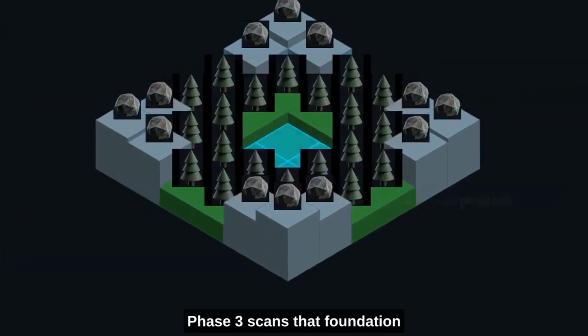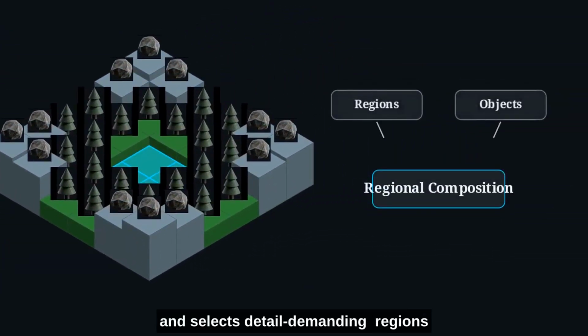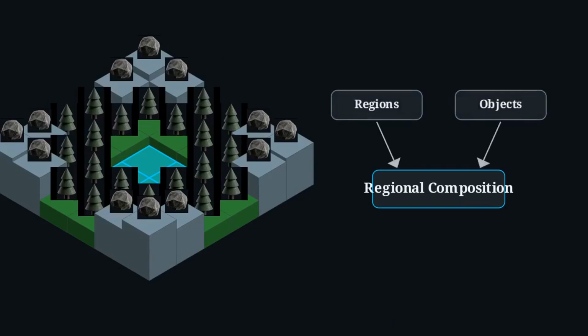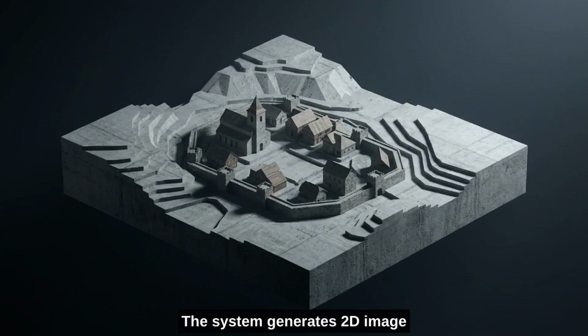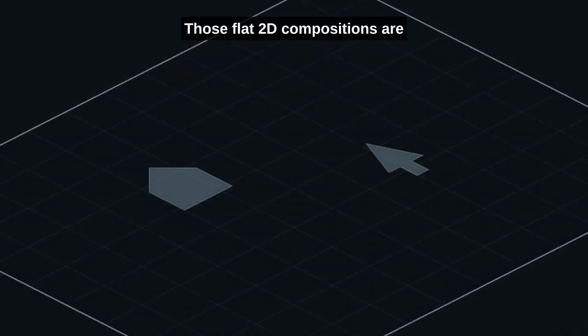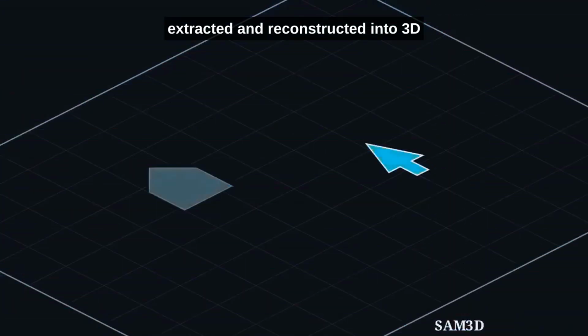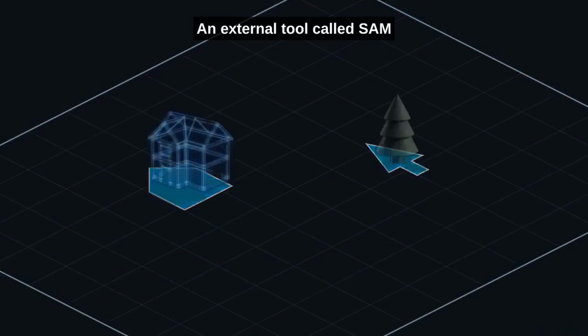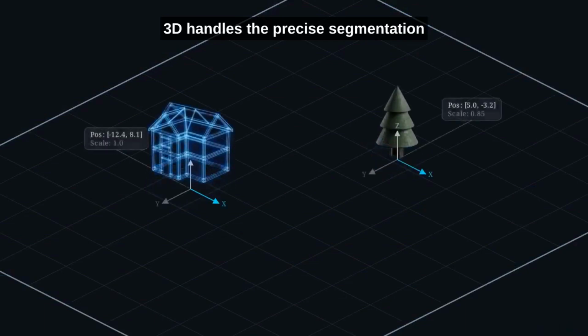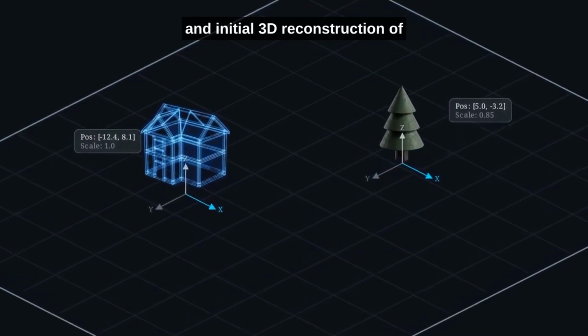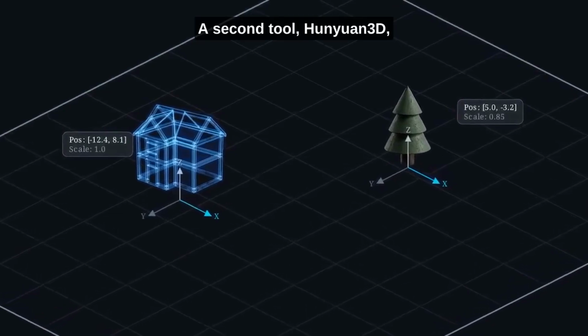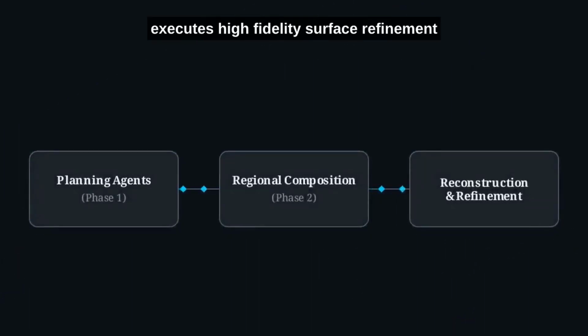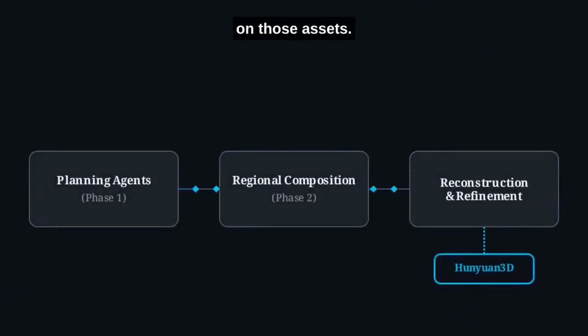Phase 3 scans that foundation and selects detail-demanding regions for specialized generation. The system generates 2D image compositions of those specific areas, constrained strictly by the underlying terrain conditions it already built. Those flat 2D compositions are extracted and reconstructed into 3D meshes. An external tool called SAM3D handles the precise segmentation and initial 3D reconstruction of these objects. A second tool, Hunyuan 3D, executes high-fidelity surface refinement on those assets.